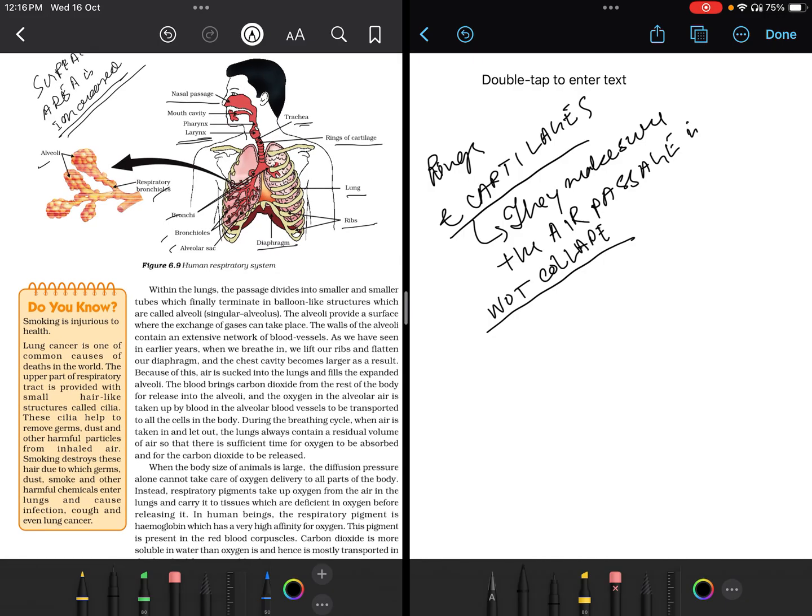Now again, do you know? Smoking is injurious to health. Lung cancer is one of the common causes of death in the world. The upper part of the respiratory tract is provided with small hair-like structures called cilia. These cilia help to remove germs, dust, and other harmful particles from inhaled air. Smoking destroys these hairs, due to which germs, dust, smoke, and other harmful chemicals enter the lungs and cause infection, cough, and even lung cancer.